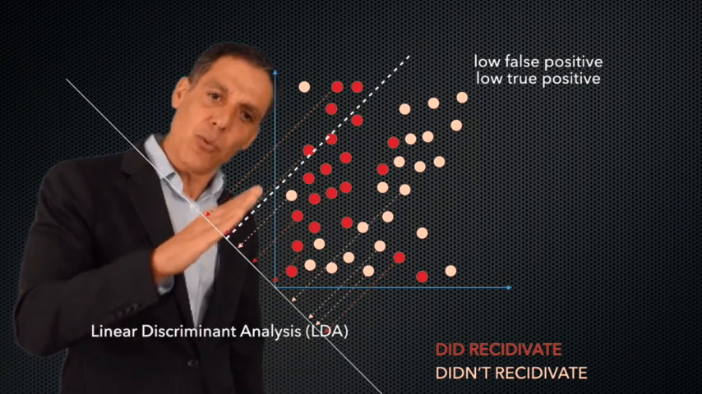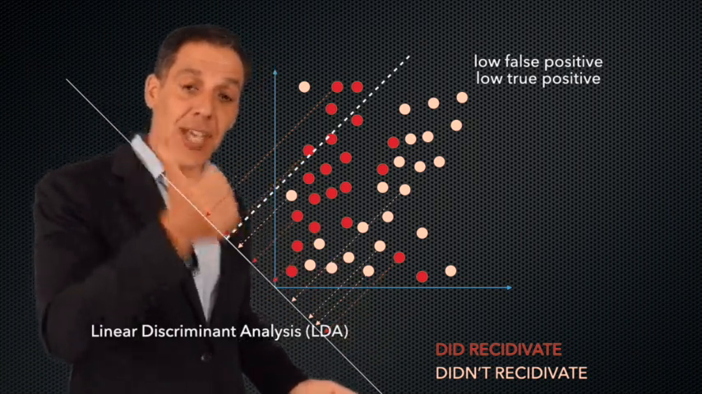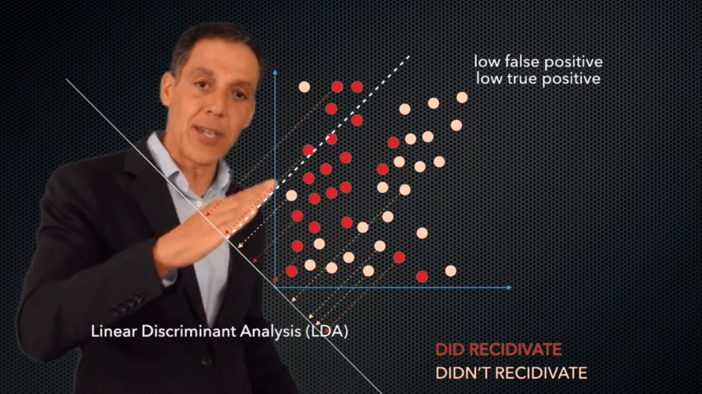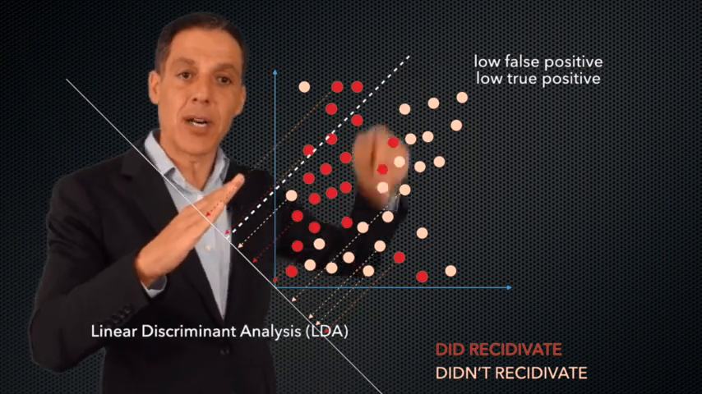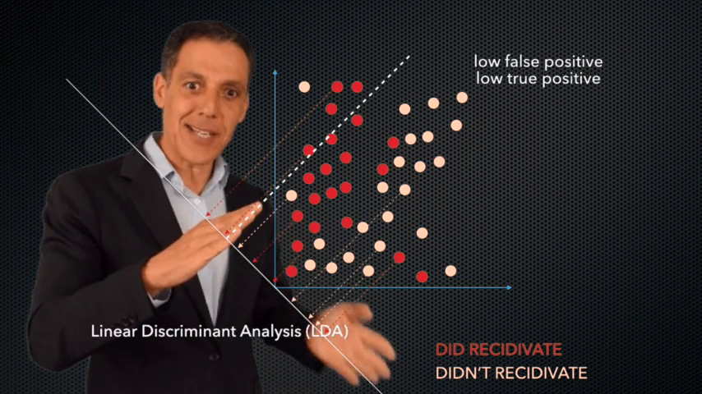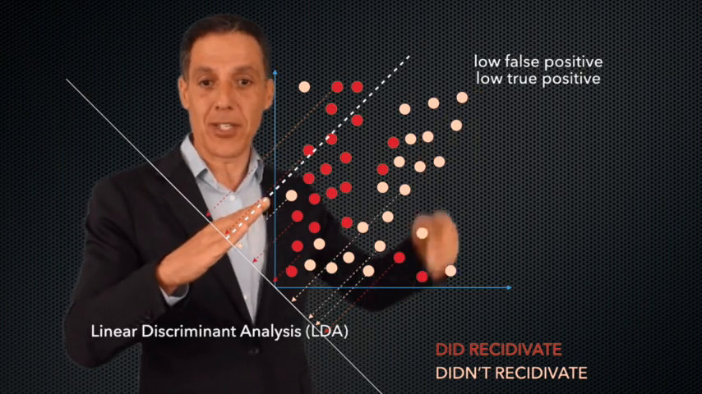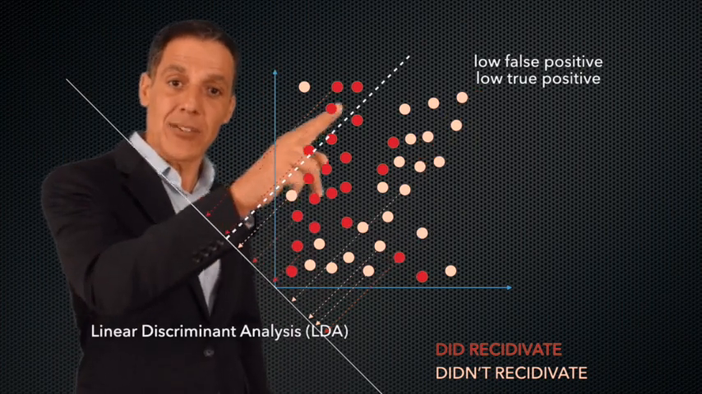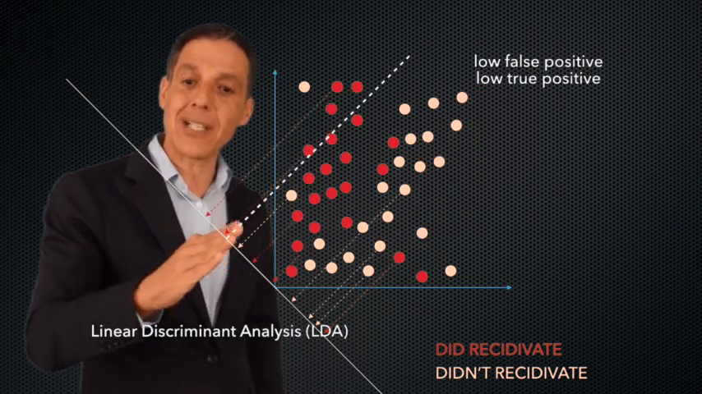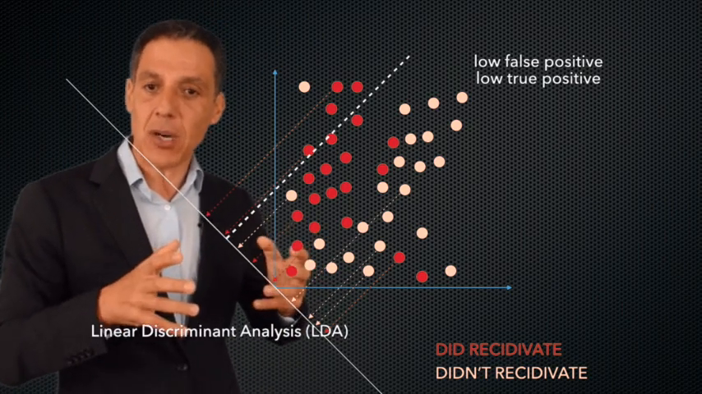But if I draw the line way up here, very few yellow dots are going to be on this side of the boundary. There's just that one right there. So I minimize the false positive. But also notice that a lot of red dots are down here, so I've also minimized the true positive. That is, when somebody's high risk, very few of them are being classified as high risk. So I can trade off the errors that I'm comfortable with.